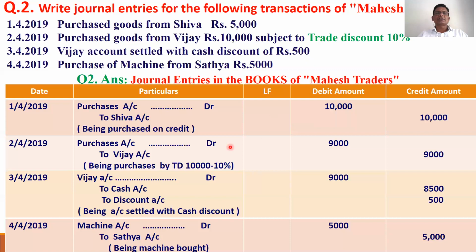So this is called cash. The reduction which is given in the due amount is called the cash discount. The discount which is given on catalog price is called trade discount. The reduction which is given on catalog price is called trade discount. The reduction which is given on the due amount is called cash discount.